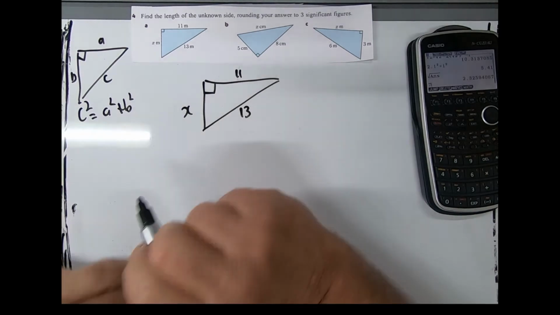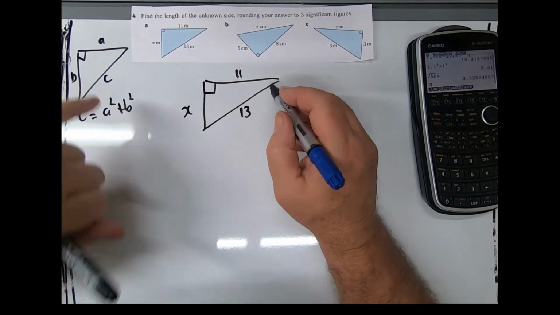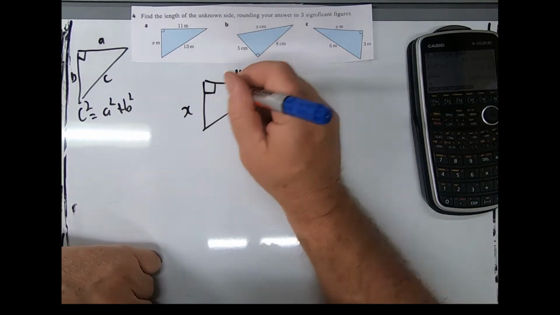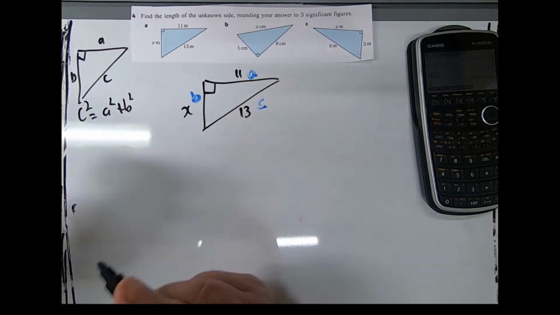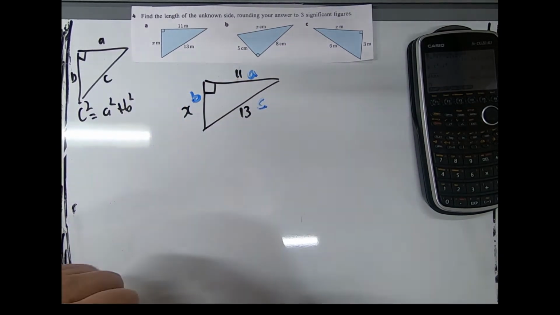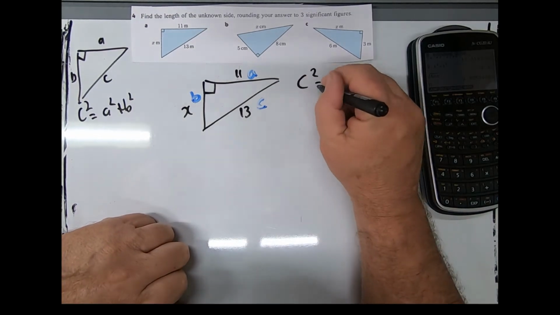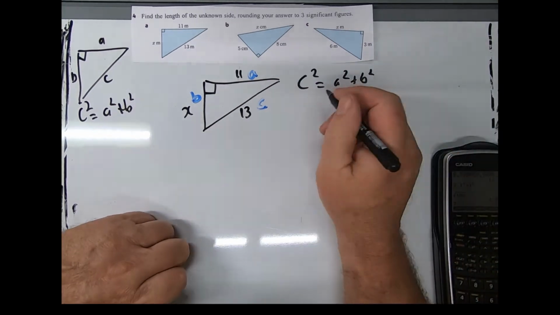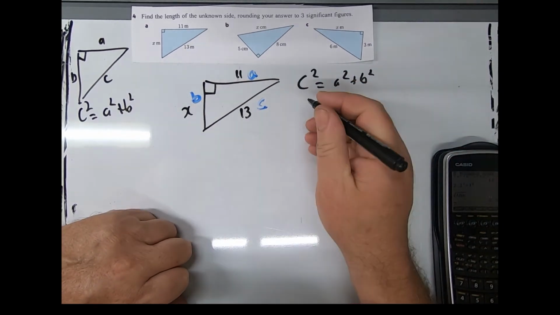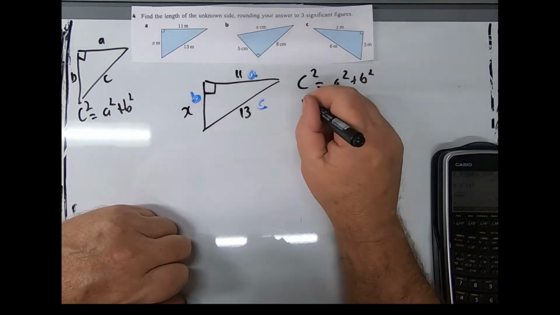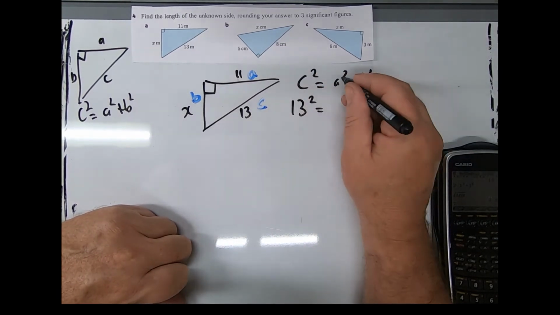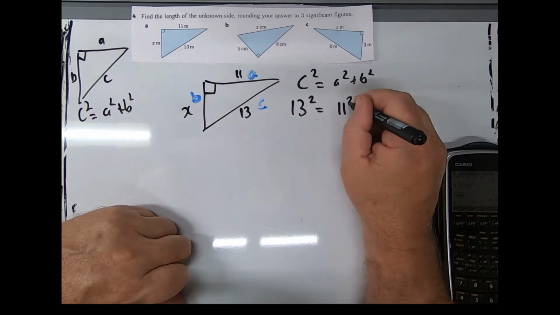We label. The hypotenuse in my idea is called C. It doesn't really matter which one is A and which one is B. So C squared equals A squared plus B squared. That's all I've got to remember here. Of course, I will have a formula sheet for this test, for this next topic. So what's the C? It is 13. The A is 11.